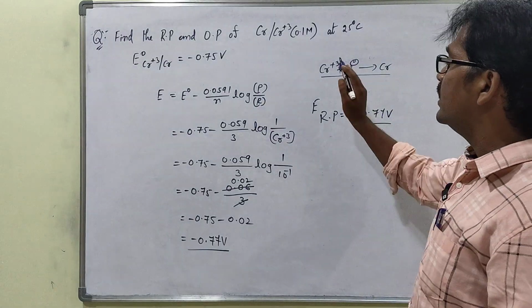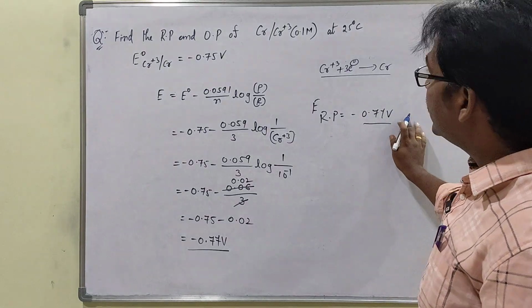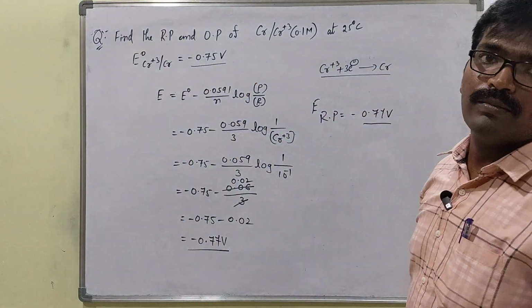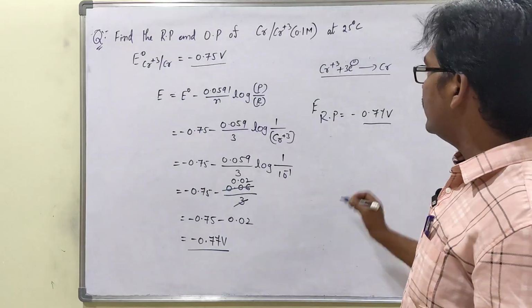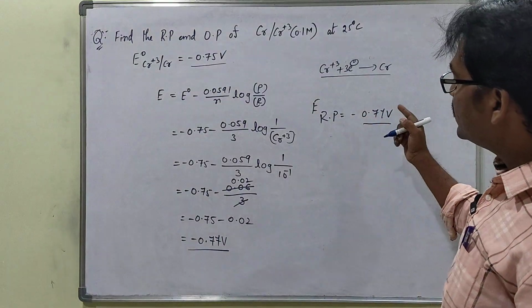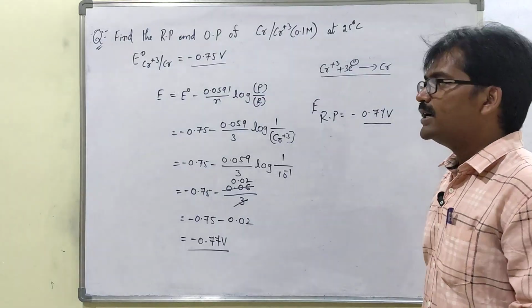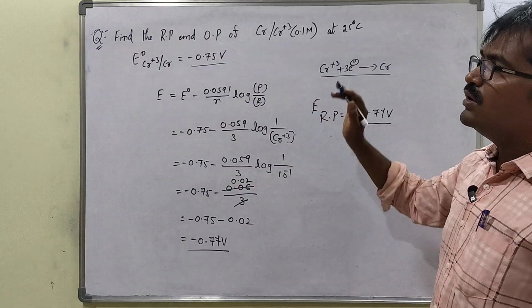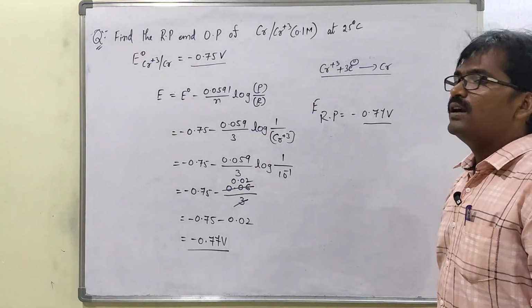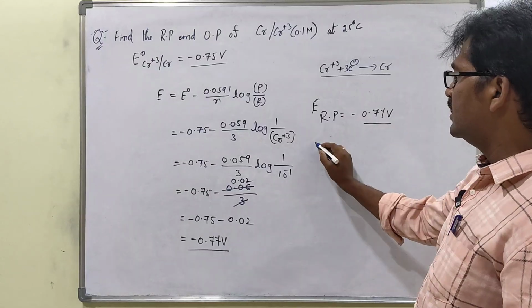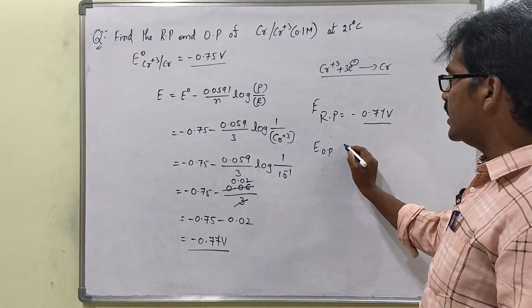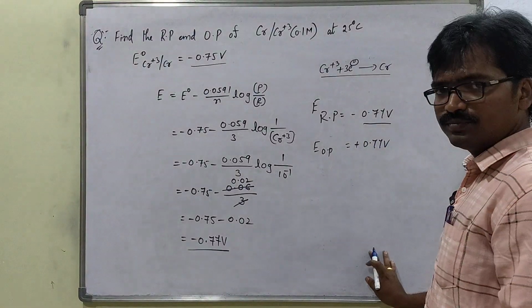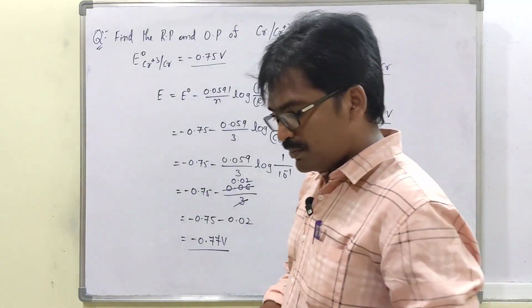It is not at 1 molarity, it is at 0.1 molarity. At 1 molarity it is minus 0.75, but at 0.1 molarity you get minus 0.77 volts. Okay, clear, my dear students? When concentration changes, the E naught value also changes. Clear, all of you? Next, if you take the oxidation potential value, it is plus 0.77 volts. Clear?